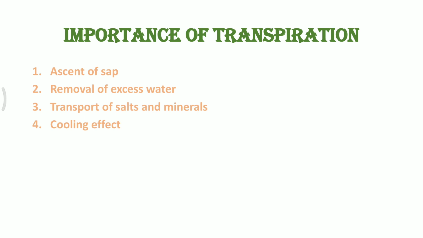Removal of excess water. The plant body requires only 3 to 5% of the water it has absorbed. So what about the rest of the water which is getting absorbed? It has to be removed, and that removal takes place with the help of transpiration. Otherwise the entire cell sap concentration will decrease, and this decreased concentration of cell sap will not be favorable for the plant. That's why it is important that excess water is removed from the plant's body.